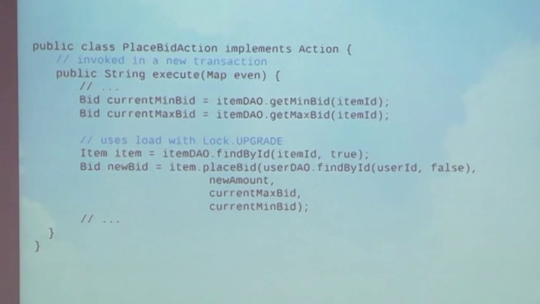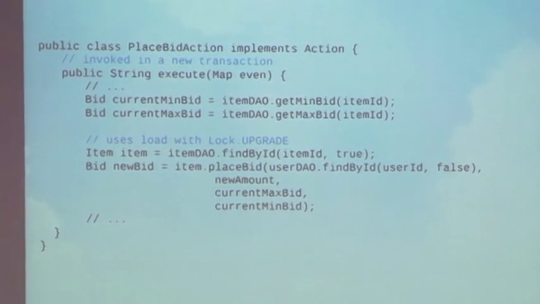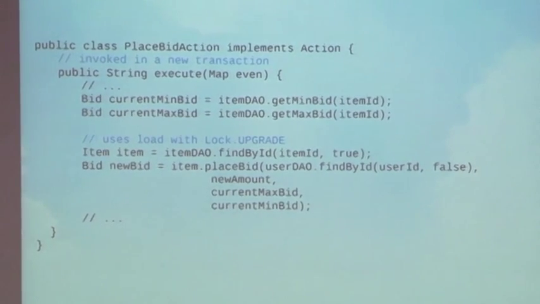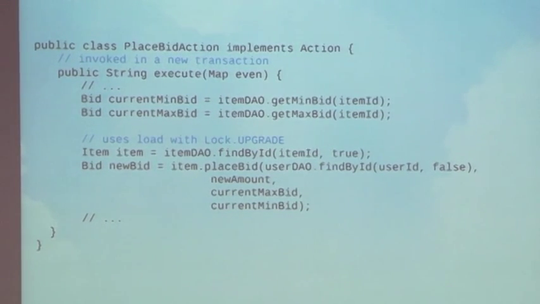We just get the minimum and maximum bid from the underlying database, and then we find the given auction and pass the maximum and minimum bid to the business method, which actually checks business conditions and modifies the auction properly, or throws an exception if something goes wrong. Do you see any problem here? Maybe there's no problem.